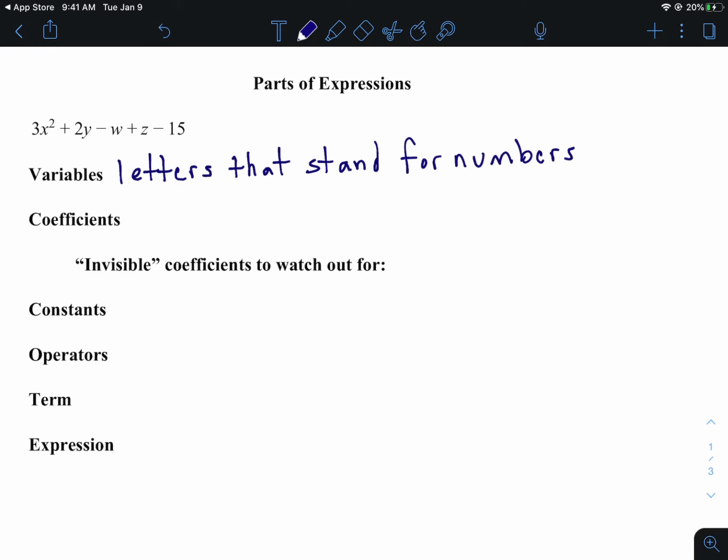So looking at this example expression, let's see if we can find the variables in it. So I see an x, y, w, and z. So those are our variables.